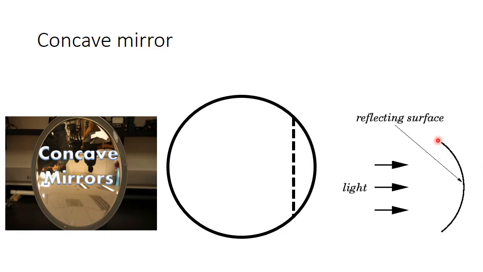Now let us take a look at this picture. Suppose this is your reflecting surface. Again, my light is moving from left to right. After reflection, it will move back in the opposite direction. So in this case, what is happening? The light is being reflected from the inner part of the hollow sphere. So such mirrors are known as your concave mirror. This is an example of a concave mirror.